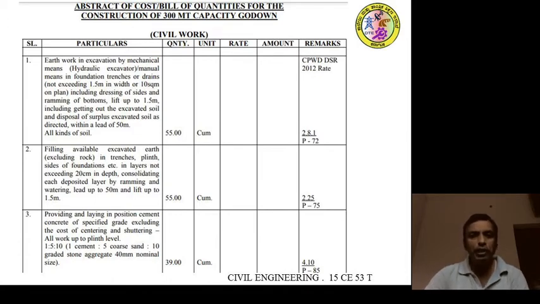Once he fills the rate, that multiplied by the quantity, finally the contractor will get the amount of each item. The second item will show the filling of the available earth. The quantity will be the same, the unit will be the same, the rate and amount will be put by the contractor. This is the simple BOQ format of a particular civil work.